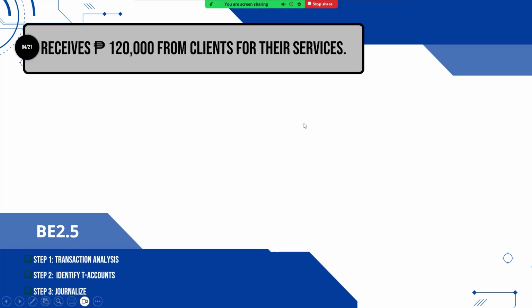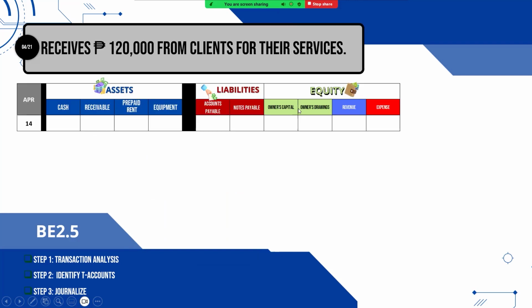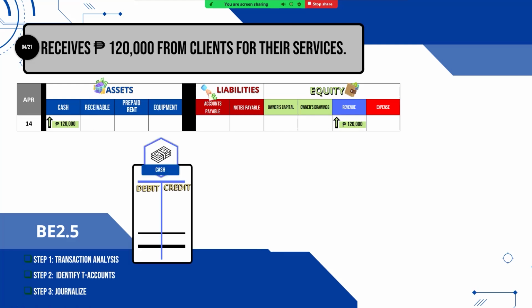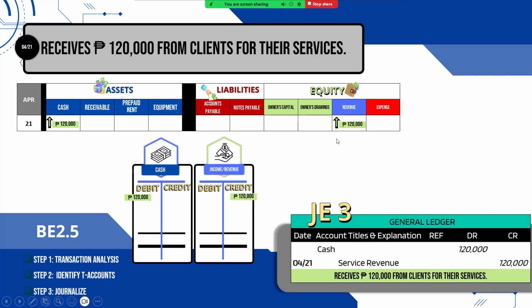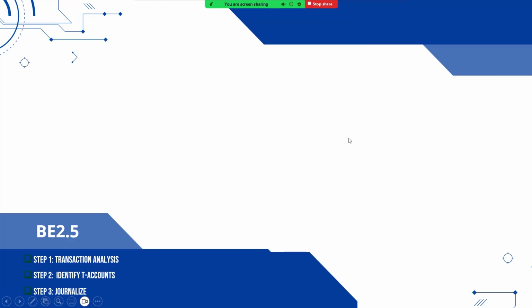The next would be we receive 120,000 from clients for our services. This one's silent, so the normal assumption would be we received it in cash. If there's no explicit mention of on account, then we assume that this is cash. So our revenues increase by 120,000 and our cash increases by 120,000. Cash we already know, an increase would be a debit, while revenue has a normal credit balance, so an increase in revenue would be a credit. Therefore, the journal entry here would be debit cash, credit service revenue of 120,000.